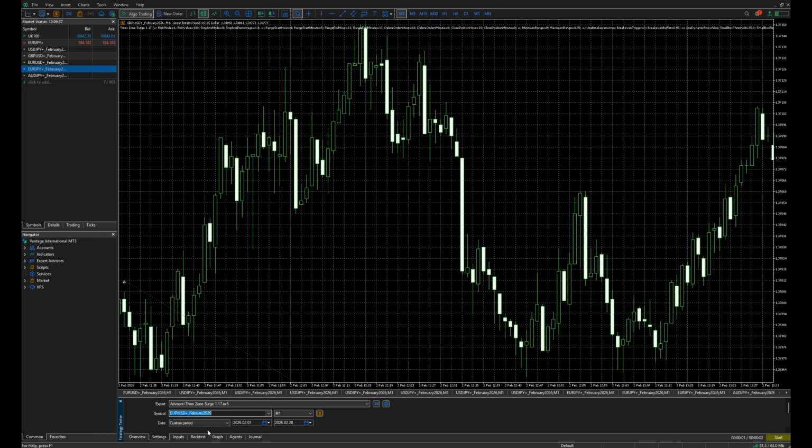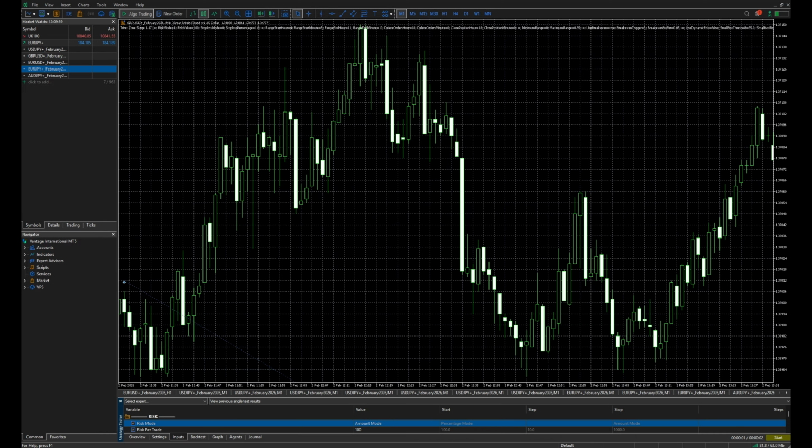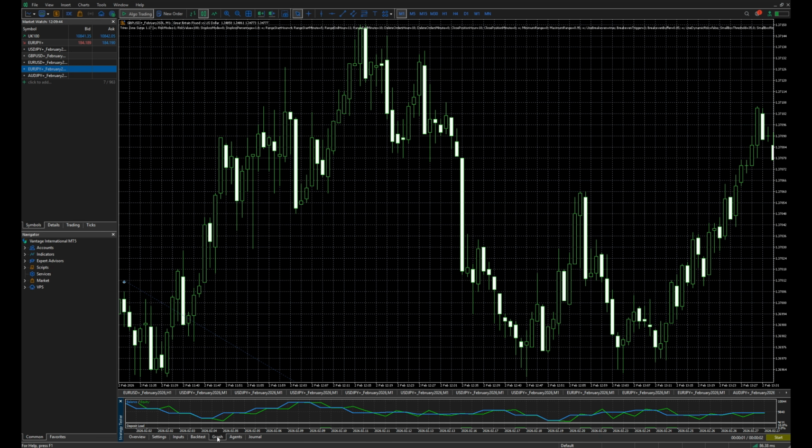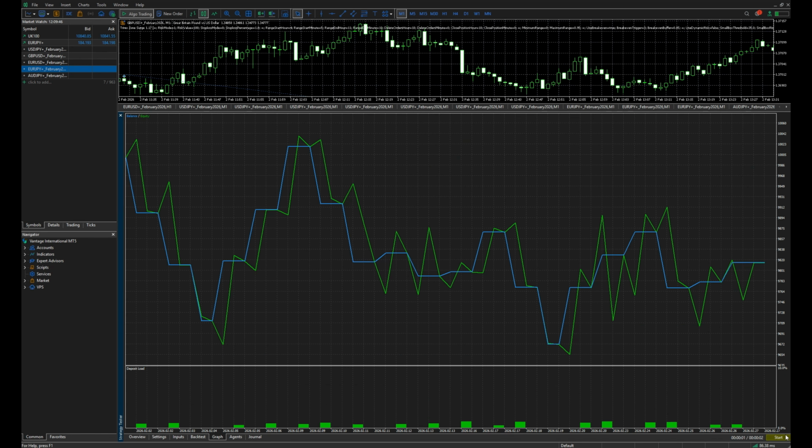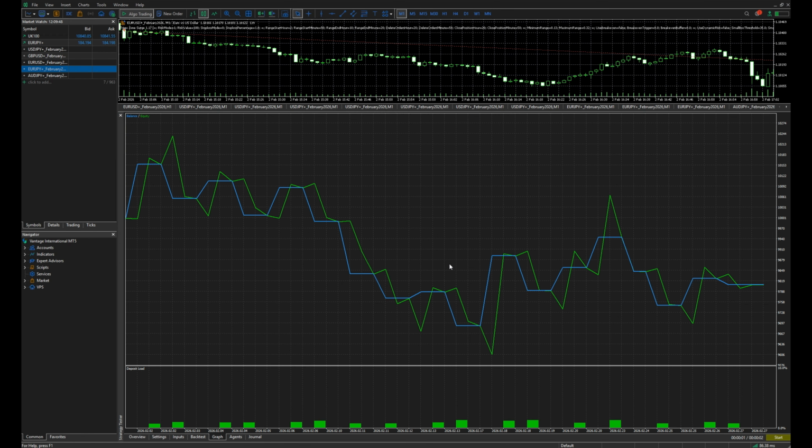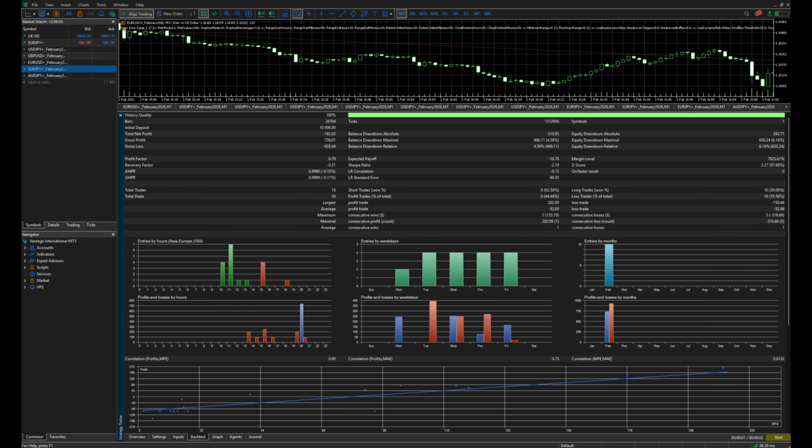And we're going to load in the only setup that we have for Euro USD. And let's start this one. Let's see how this one performed. And same thing, a small loss.